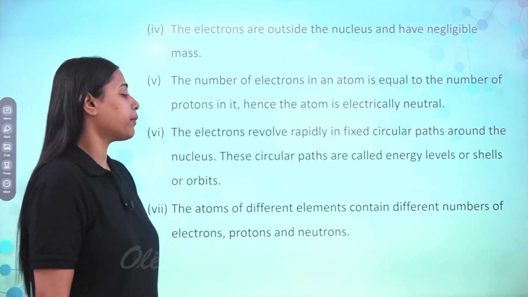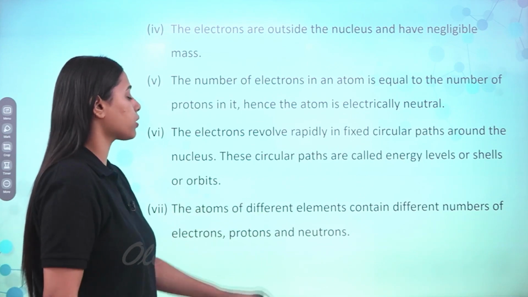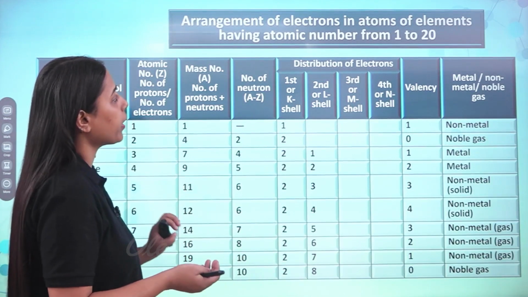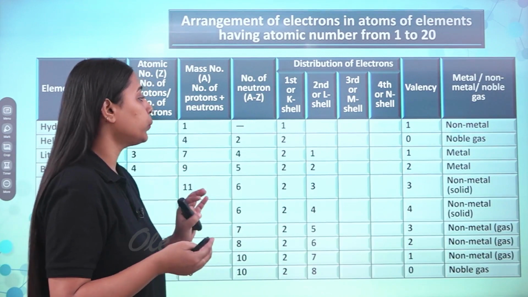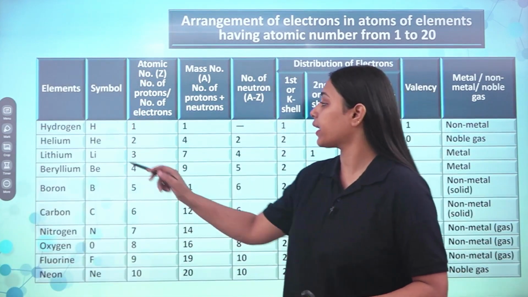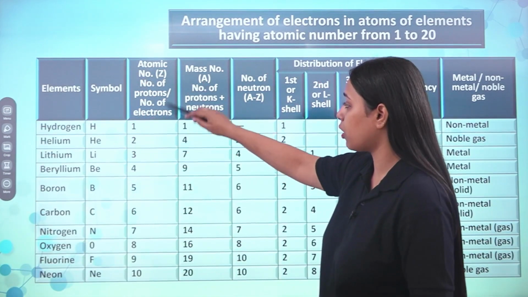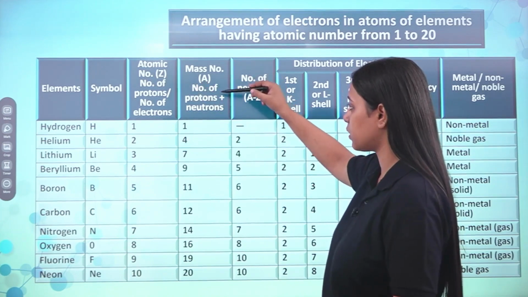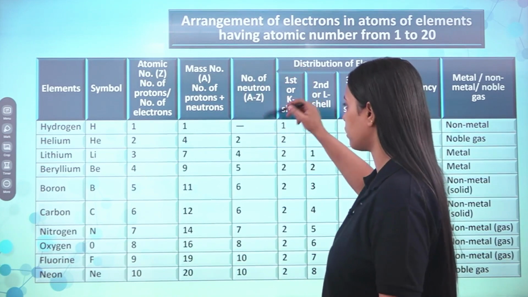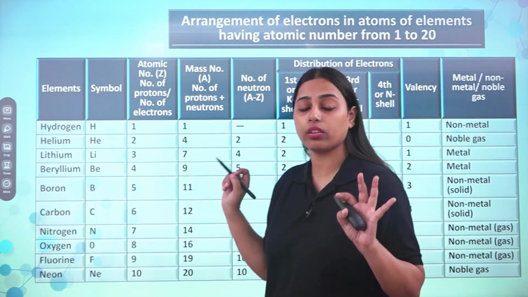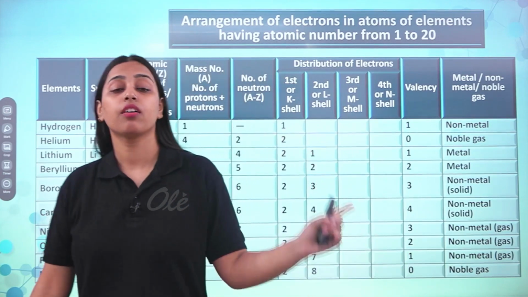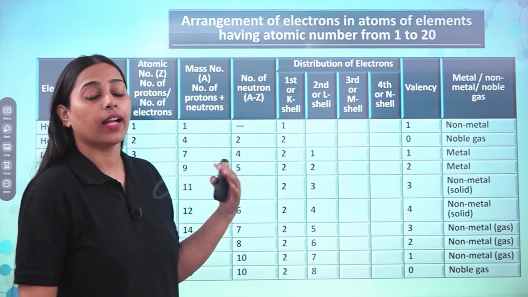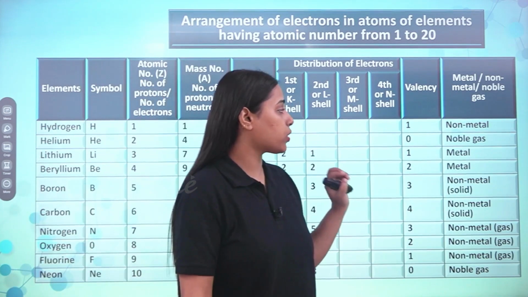The atoms of different elements contain different numbers of electrons, protons and neutrons. So this is the chart which shows the arrangement of electrons in atoms of elements having atomic number 1 to 20. For hydrogen, it shows the number of electrons, that is atomic number, number of protons, mass number, that is protons plus neutrons, number of neutrons, and the distribution, that is electronic configuration. This is a summarized chart which represents all the information about the first 20 elements, and according to that their characteristics and nature are also decided.